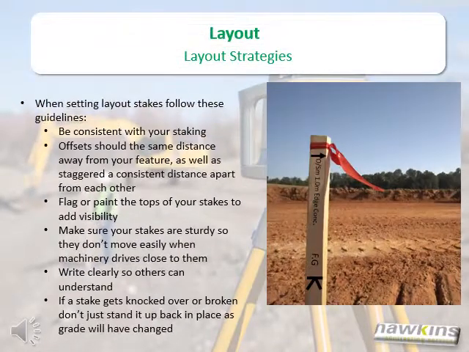Layout strategies. When setting layout stakes, follow these guidelines. Be consistent with your staking. Offsets should be the same distance away from your feature, as well as staggered a consistent distance apart from each other. Flag or paint the top of your stakes to add visibility. Make sure your stakes are sturdy so they don't move easily when machinery drives close to them. Write clearly so others can understand it. If a stake gets knocked over or broken, don't just stand it back up in place, as the grade will have changed.